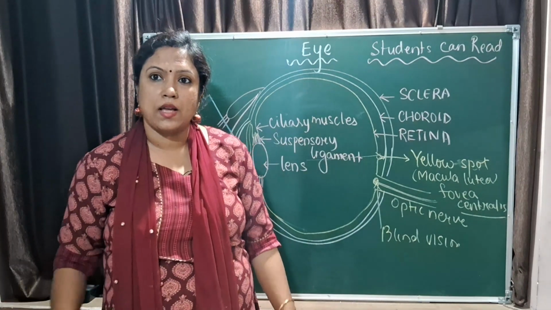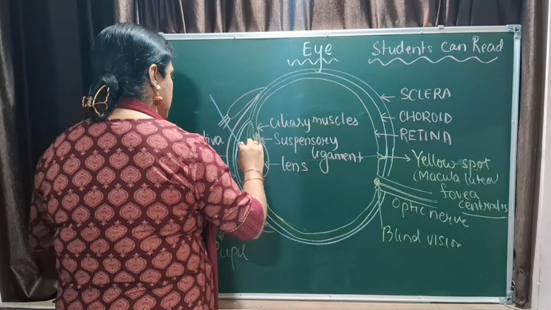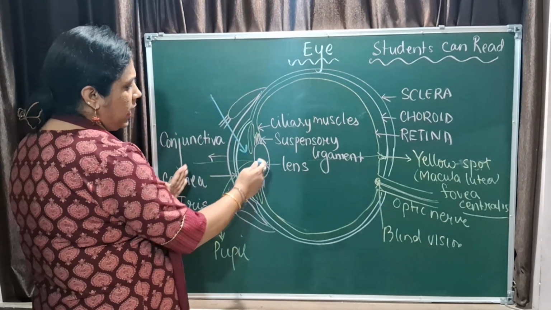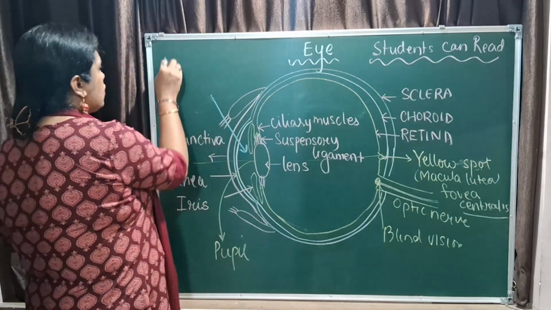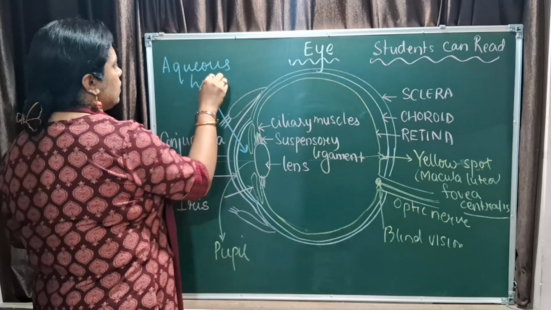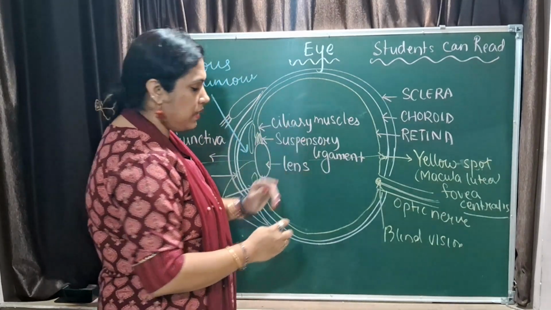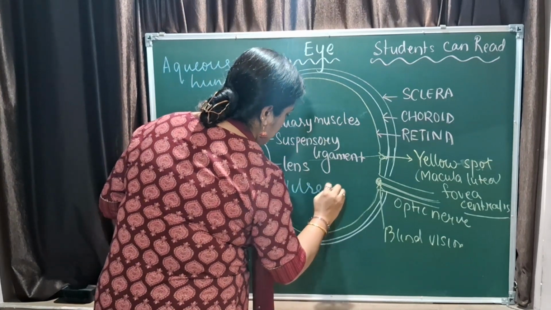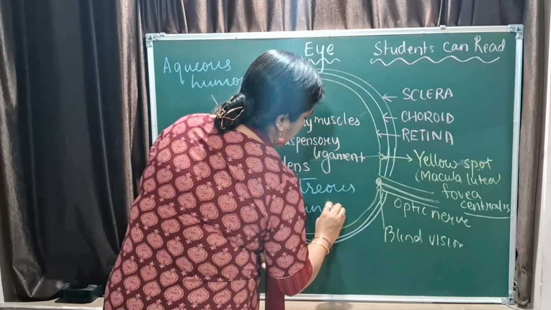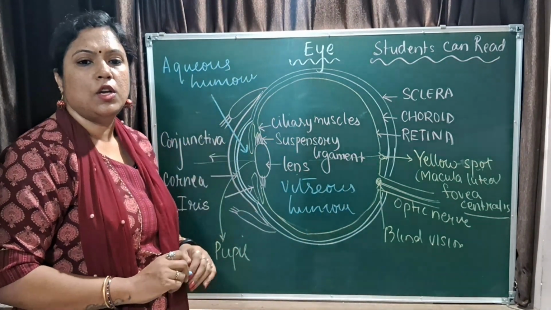Now children, in this eye diagram you have two liquids present. One is between the cornea, the outer layer, and the lens. The liquid present there is called the aqueous humor, and the liquid present between the lens and the retina is called the vitreous humor. Is this clear? So this is the structure of the human eye.